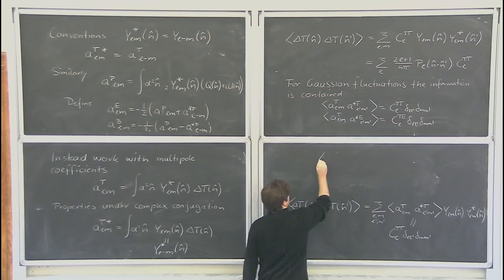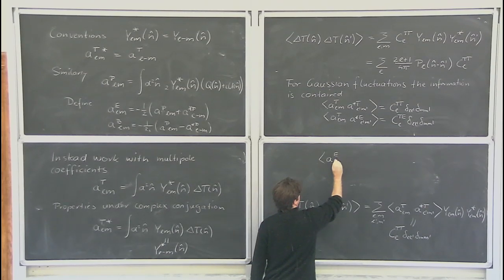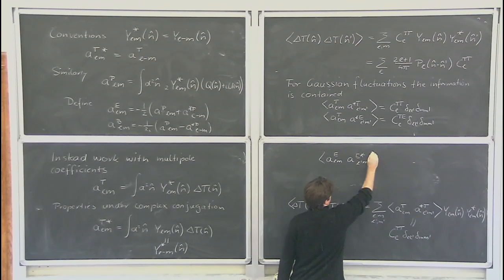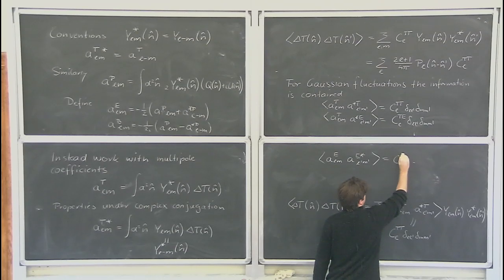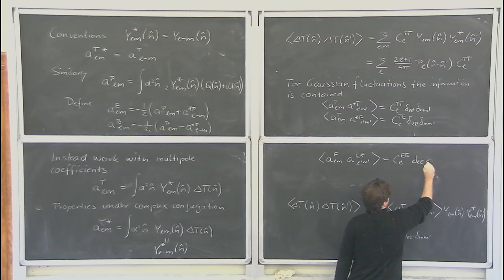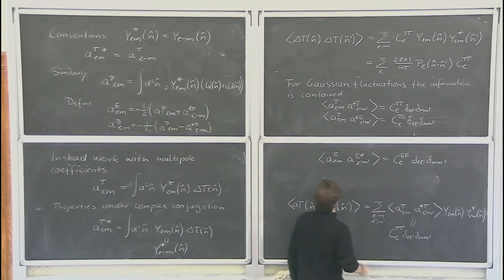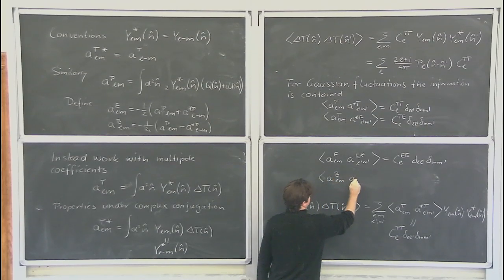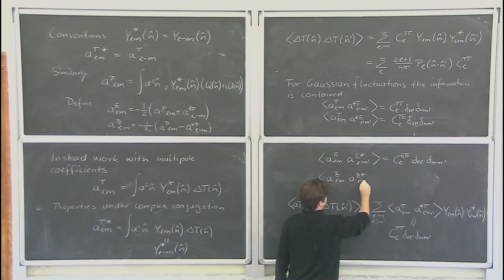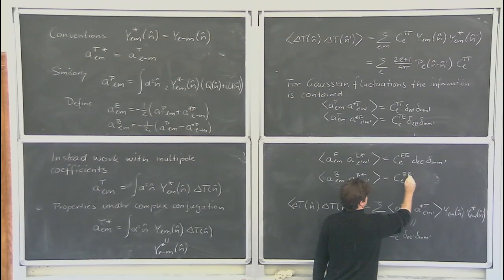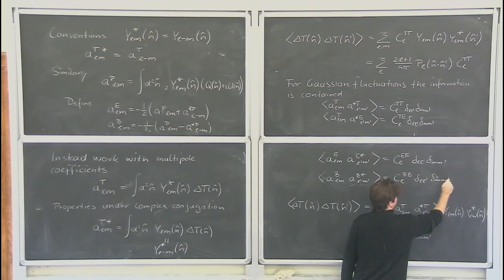And then finally, there's two more auto spectra: ⟨a^E_{lm} a^{E*}_{l'm'}⟩ equals C_l^{EE}, the E mode auto spectrum, δ_{ll'} δ_{mm'}, and ⟨a^B_{lm} a^{B*}_{l'm'}⟩ is equal to C_l^{BB} δ_{ll'} δ_{mm'}.